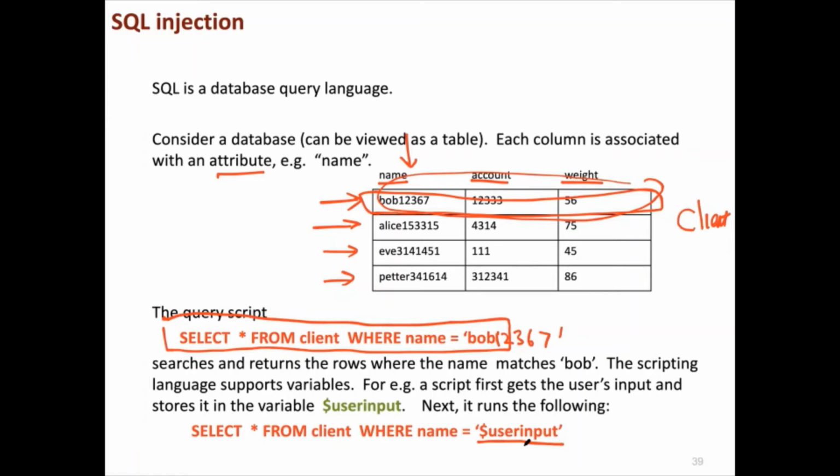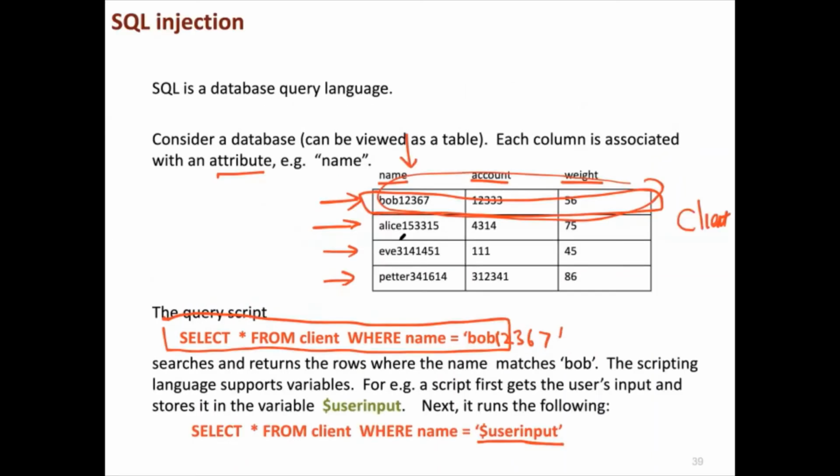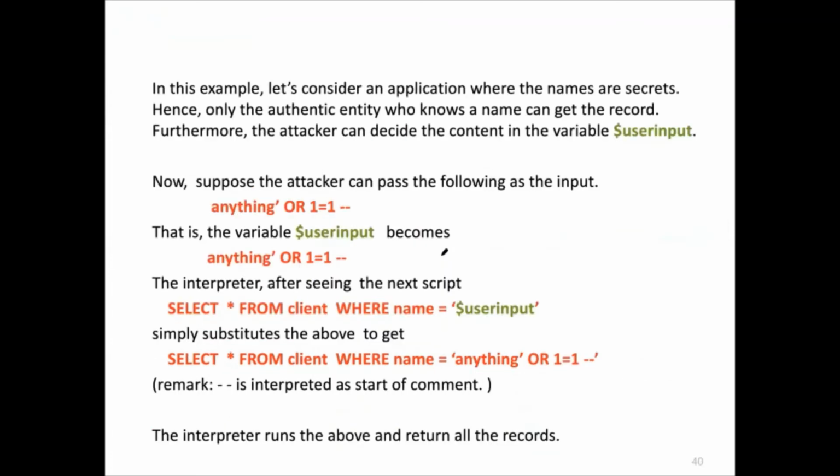Now in this example, let's consider an application where the names are secrets. So only the authentic entity who know the name can get the record. Like in this example, every name is followed by some secret integers. So only the person who know the names were able to retrieve the record. He had to supply the correct names. Now, suppose that the attacker, instead of honestly keying the names, keys something like that. He supplies this as the name.